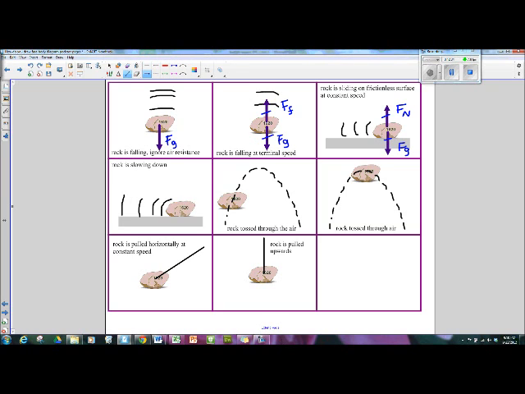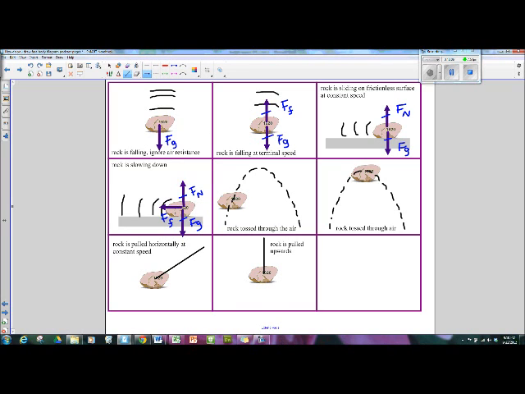Rock is slowing down, very similar to the one we just did, but this time we're going to add friction. So I have Fg, Fn. The rock is going this way, so friction will resist it this way. These two forces will be equal in magnitude, so I'll use my congruency lines and label my forces. Okay?